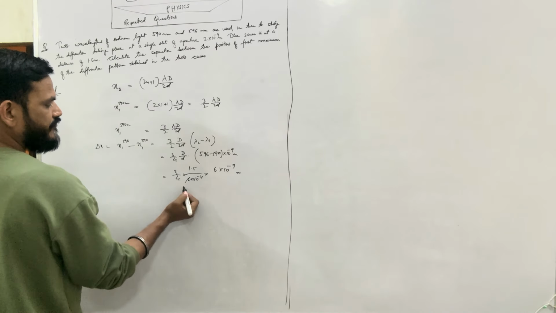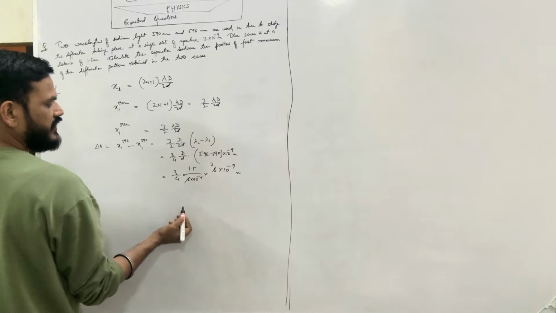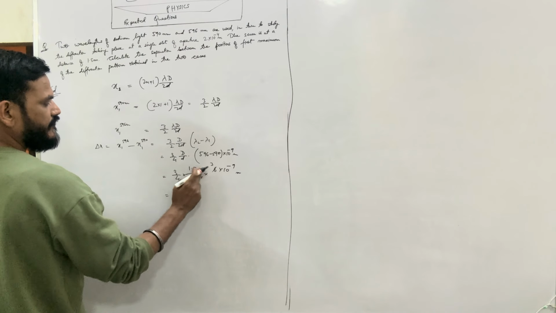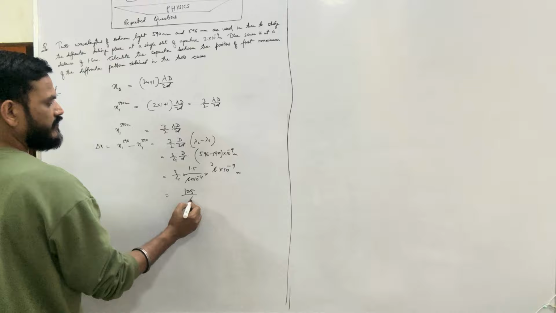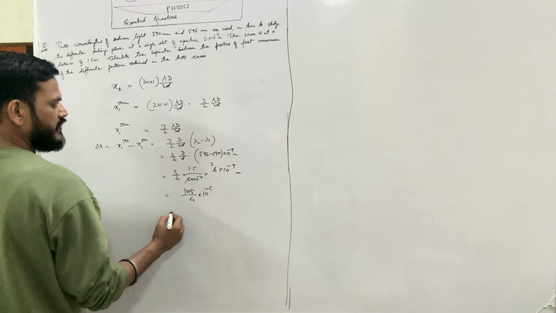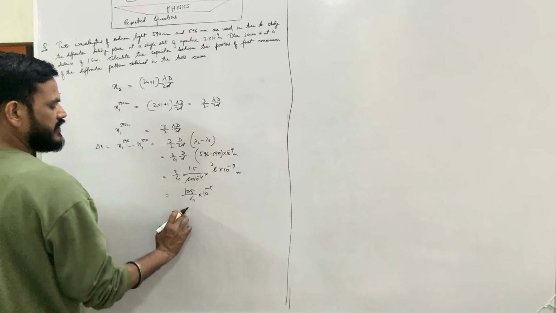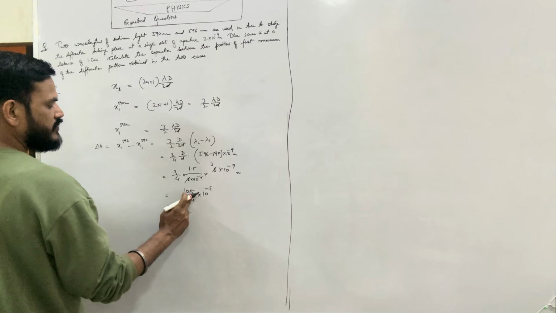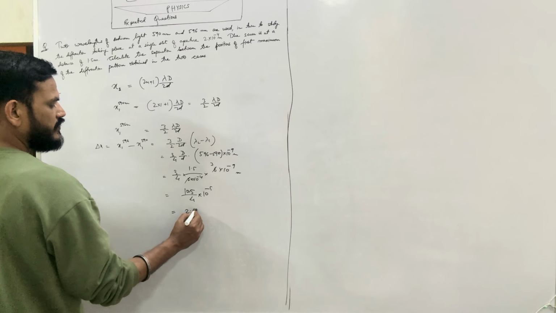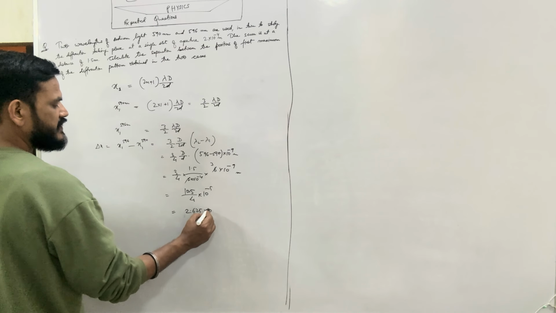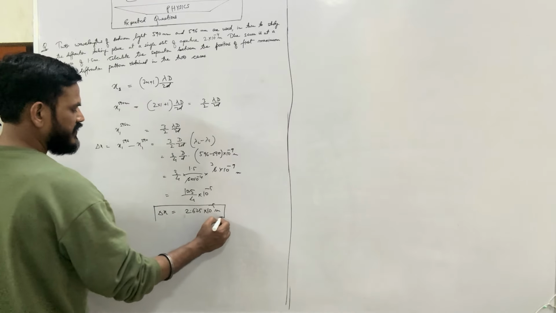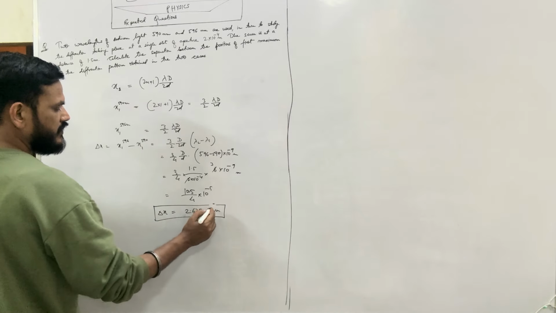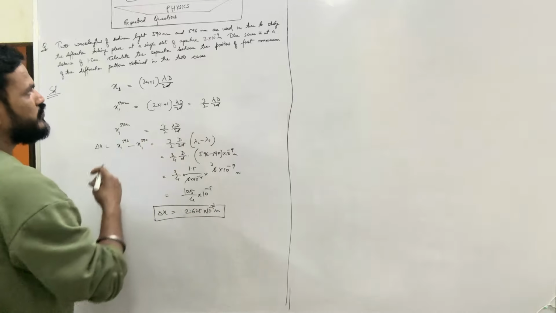If we simplify it, 3 3s are 9, 15 9s are 105, so it will be 10.5 divided by 4 into 10 power minus 5. So if you solve it, 4 2s are 8, 4 6 are 24, so 2.5 into 10 power minus 5 meter. So this is the required separation between the first maxima of the two sources.